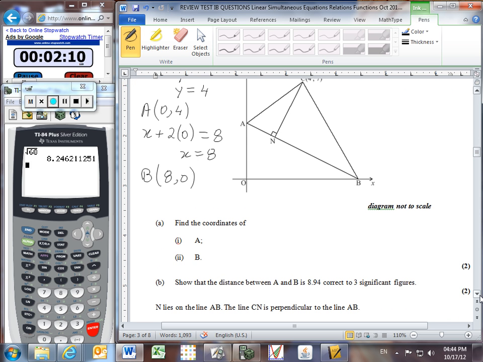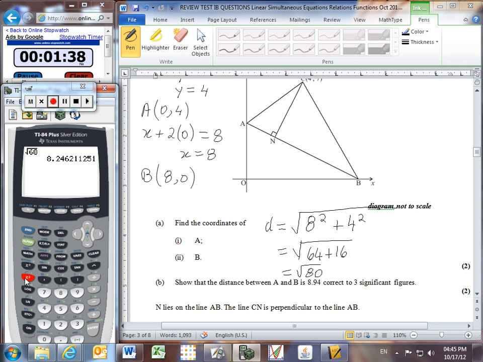We have to show that the distance between A and B is 8.94. So let's use the distance formula again. I'm going to do this a little bit quicker. So I'm going to take the difference between the x-coordinates. Clearly that's a distance of 8 units squared. And the difference between the y-coordinates between A and B is clearly 4 units. And so this is going to be the square root of 64 plus 16. That's the square root of 80. And let's figure out what the square root of 80 is. And sure enough, to 3 significant figures, we do get 8.94.